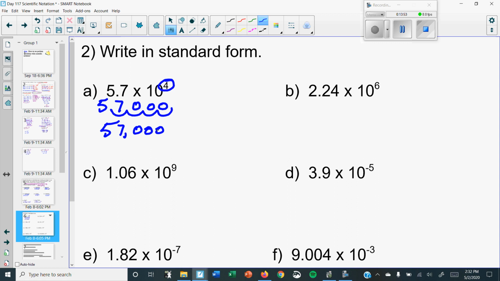Again, it doesn't mean how many zeros there are. It tells you how many swoops. 2.24, whoops. Yeah, 2.24, and now 6 swoops. 1, no. 1, 2, 3, 4, 5, 6. Fill the empties with zeros and rewrite it and make it look pretty.